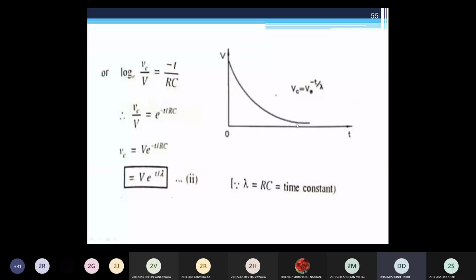Why does the voltage decrease? Because the capacitor discharges, so the charge on the capacitor is decreasing. As the charge decreases, the voltage decreases, because charge is directly proportional to voltage, or voltage is directly proportional to charge. So in the discharging process, your voltage will decrease. This is the discharging process of the capacitor. I hope all of you understand this charging and discharging process.